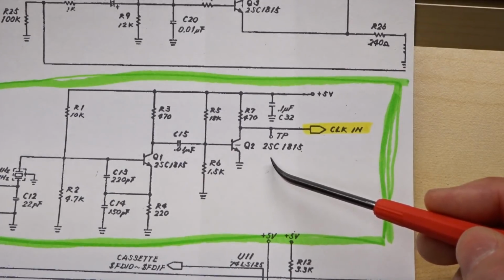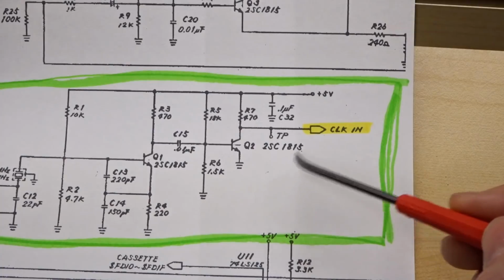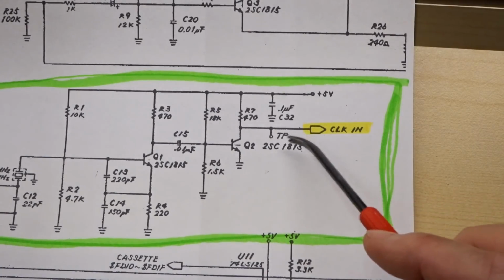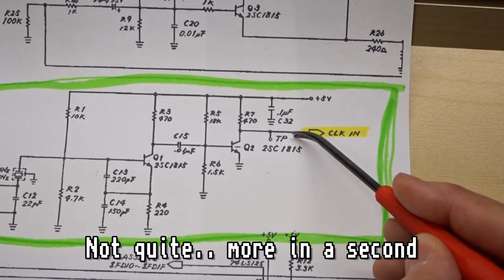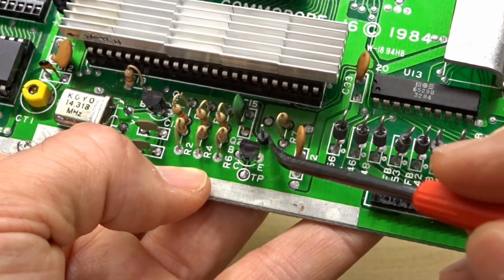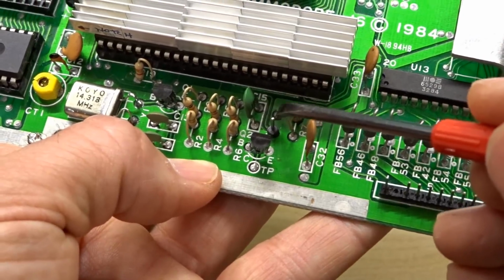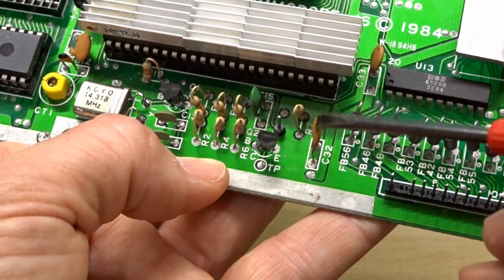Ideally, I wanted to make this as easily reversible as possible. So what I decided to do is this TP is a test point. So I took the test point and I soldered a pin header into it. I used this via right here. So this pin header is what feeds the clock signal into the TED.